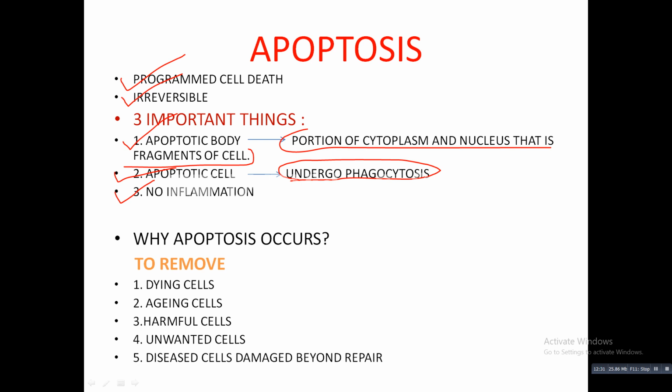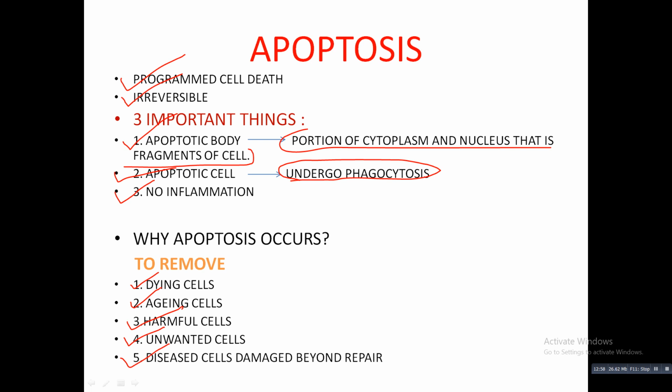Now, why does apoptosis occur? It mainly occurs to remove the dying cells, aging cells, harmful cells, unwanted cells, and diseased cells which are damaged beyond repair. I repeat, it occurs to remove the dying cells, the aging cells, harmful cells, unwanted cells, and diseased cells which are damaged beyond repair. Now, let us look at the examples of apoptosis.